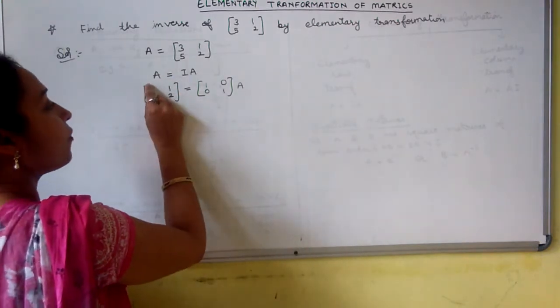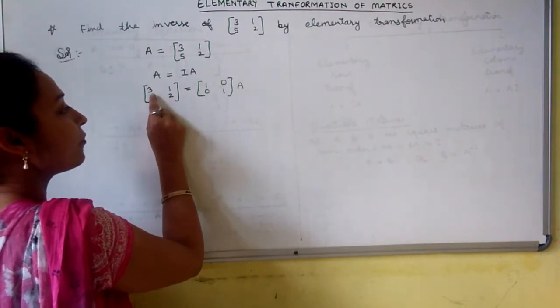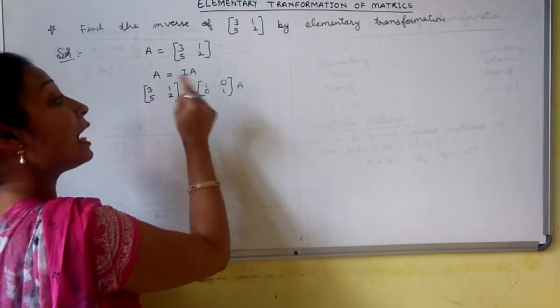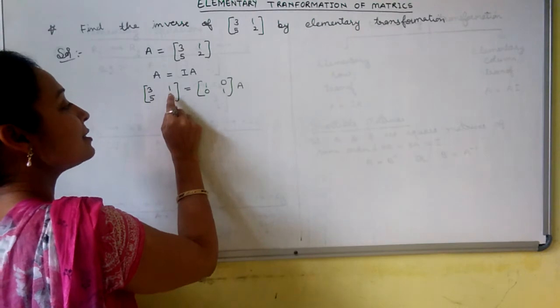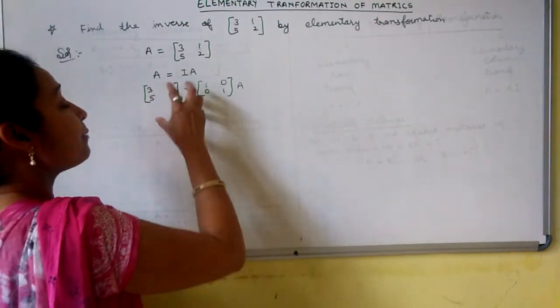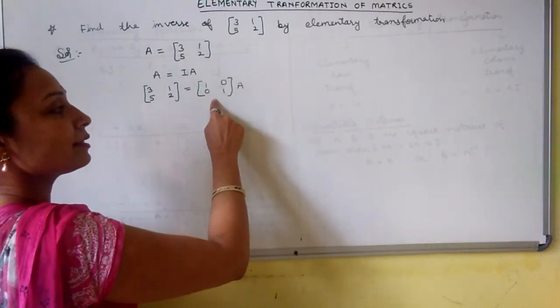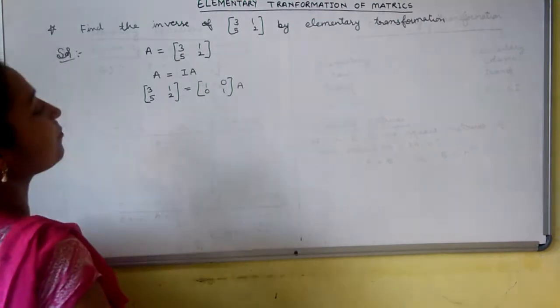It means, in place of 3, I want 1. In place of 5, I want 0. In place of 2, I want 1. And in place of 1, I want 0. So 1, 0, 0, 1. By using the transformation, the matrix which is formed here is known as the inverse of the matrix. Okay, now come to the process.